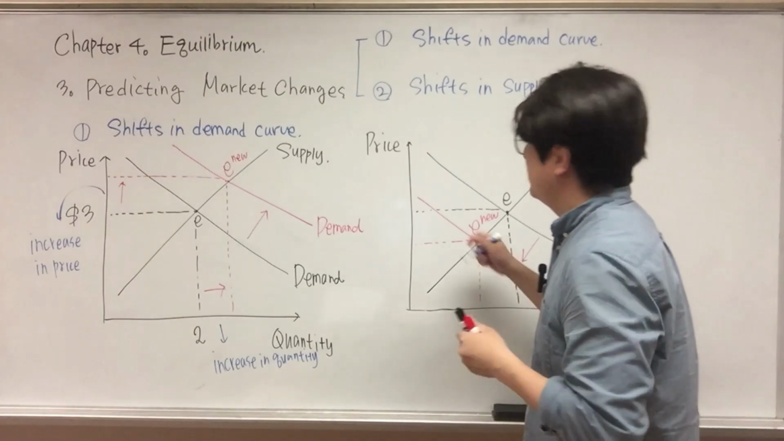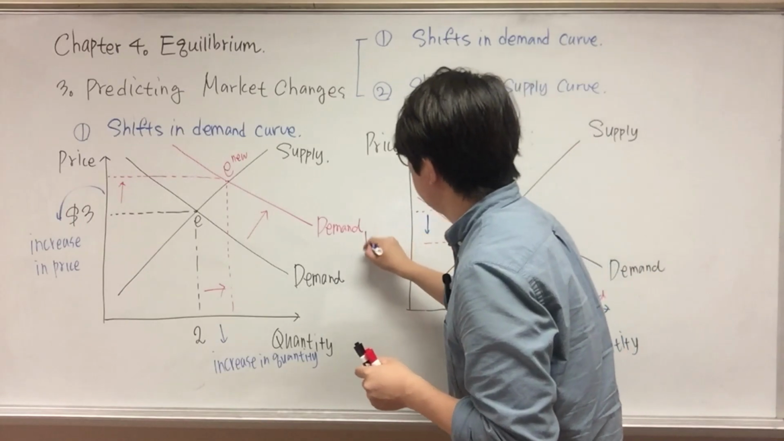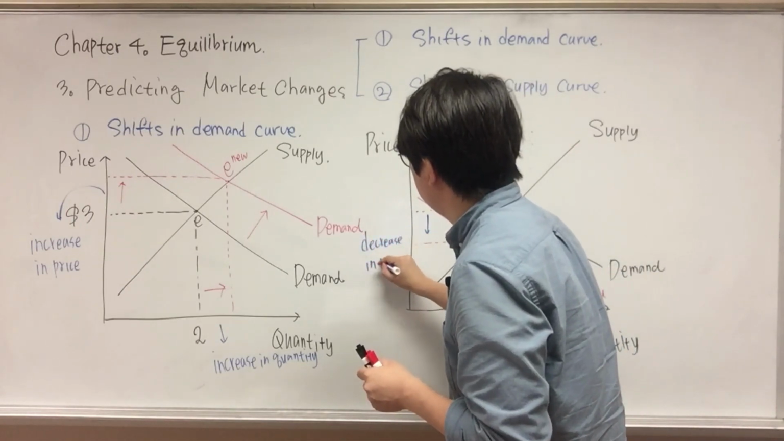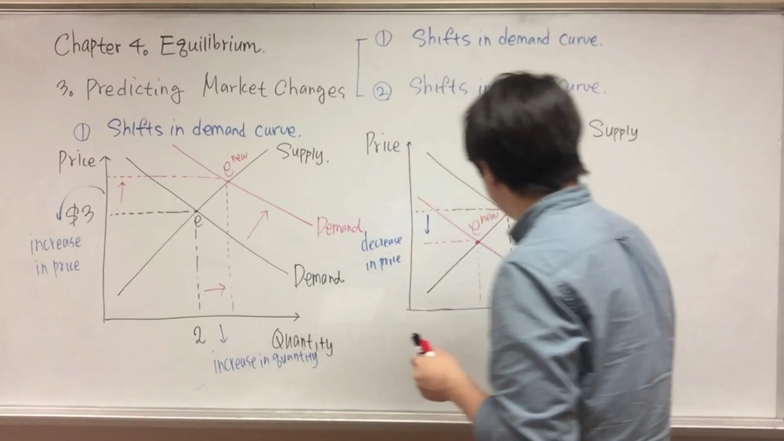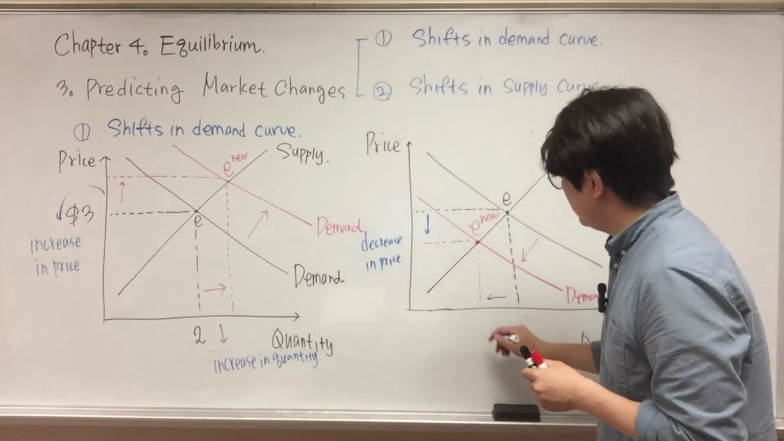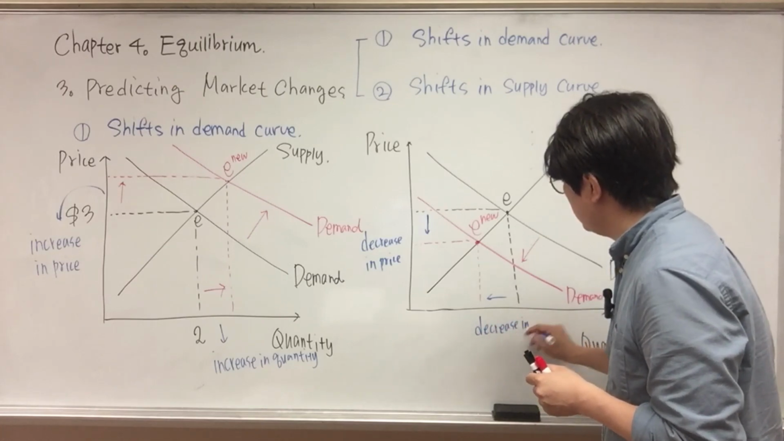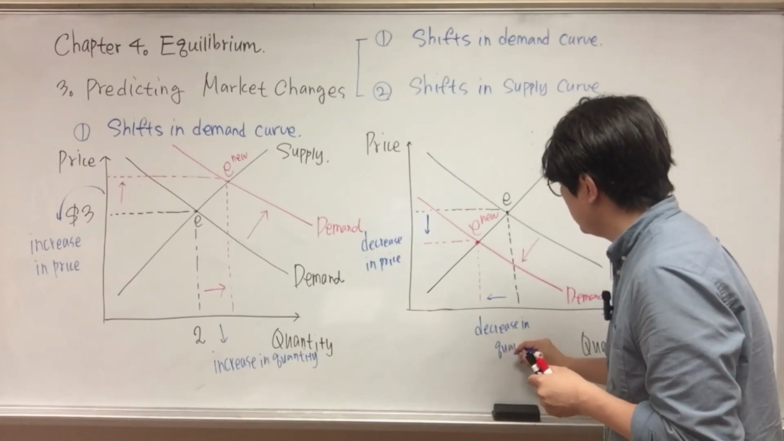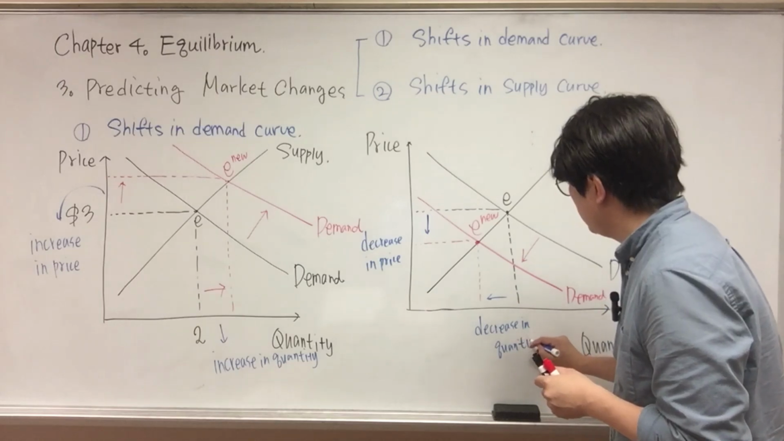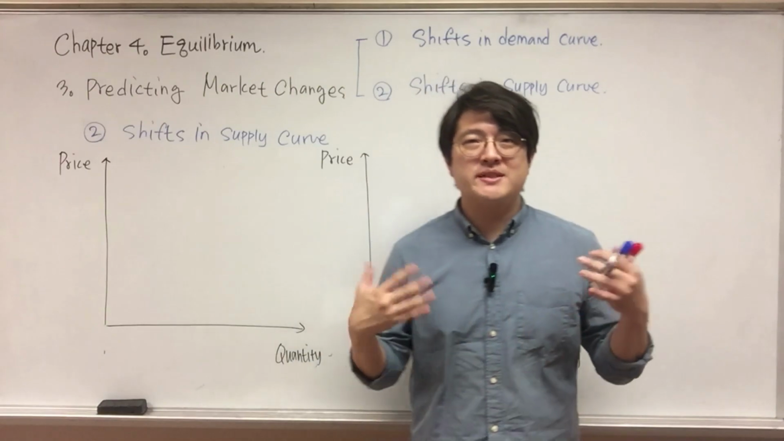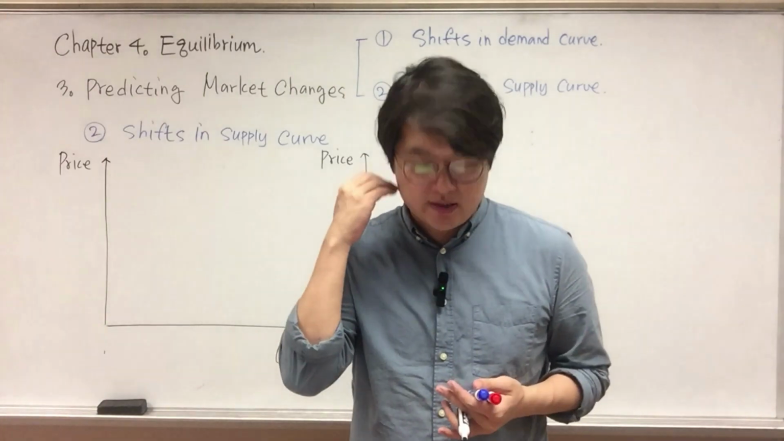We have decreased in price, right? And we have decrease in quantity. Okay. So what happens if the price curve changes?